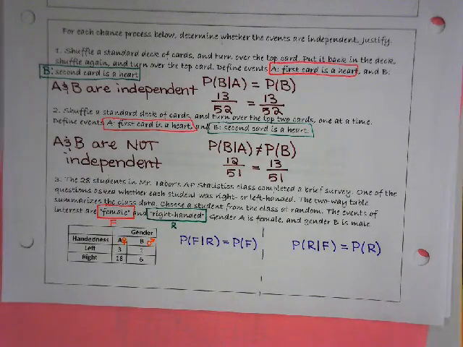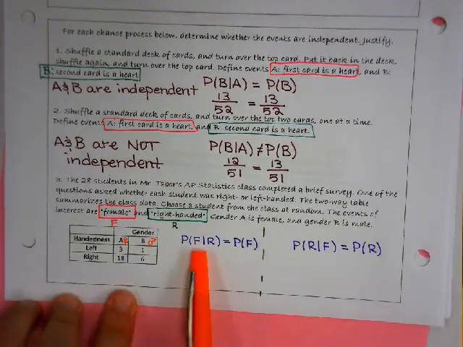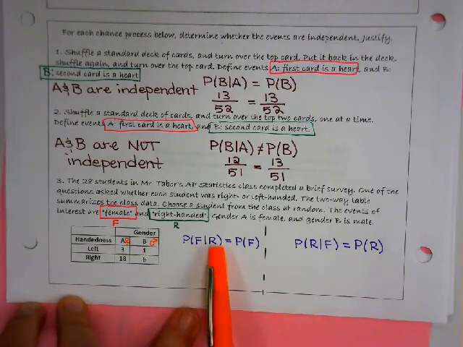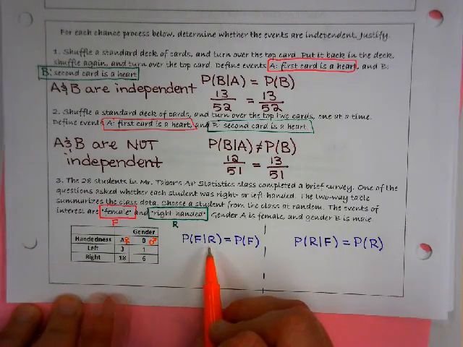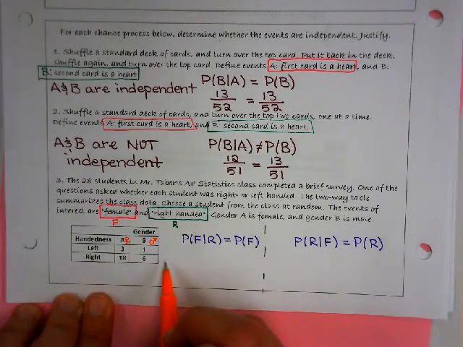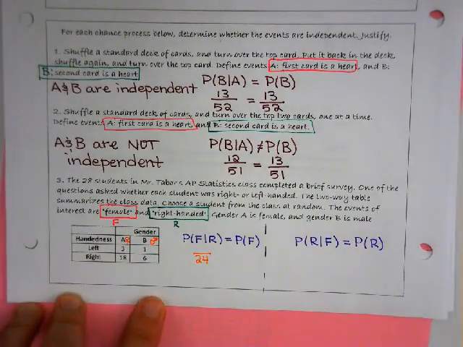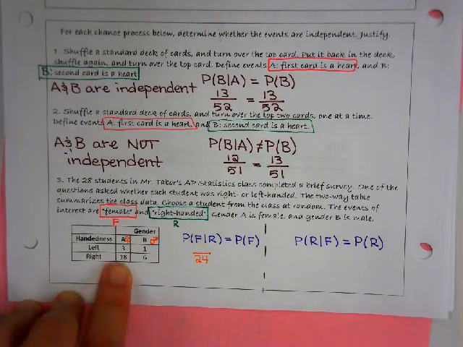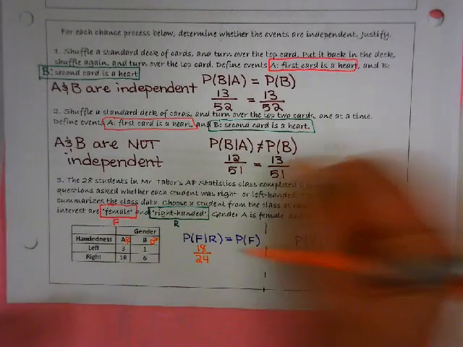Let's see, I'm going to use orange. We want to figure out the probability the student is a female given they're right-handed. Since we're told that the student's right-handed, we're going to use the total number of right-handed kids, which there are 24 of them. Out of those 24 students that are right-handed, how many of them are female? 18. So the probability of the student being a female, knowing that they're right-handed, is 18 out of 24.